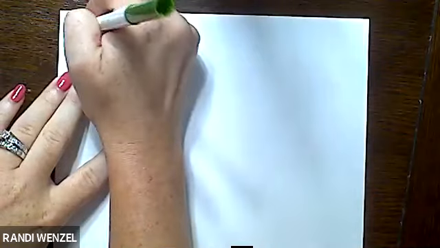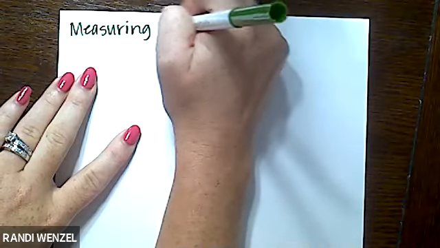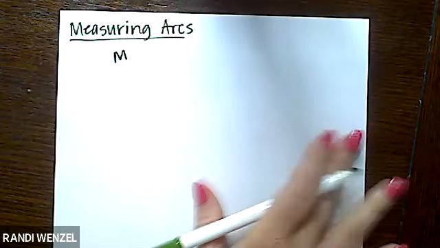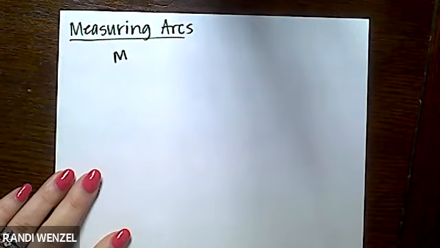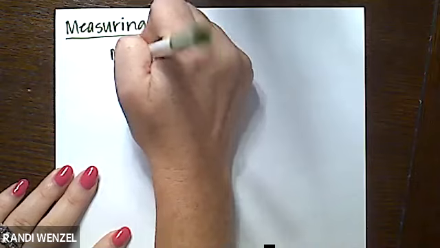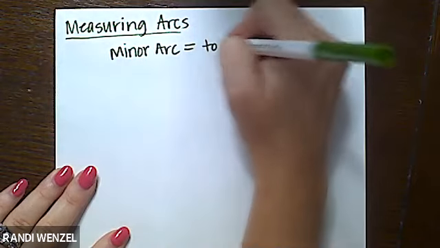So measuring arcs isn't too challenging as long as you know the central angle. A minor arc is probably the easiest one if you're given the central angle, because the minor arc is always equal to the central angle.